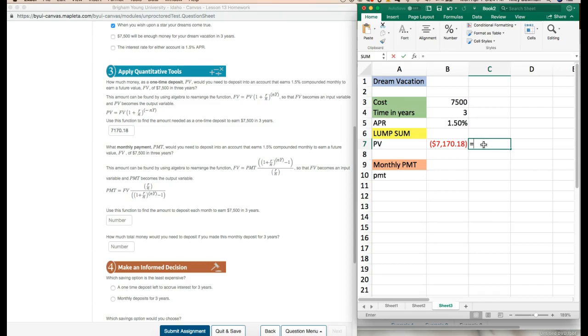So if I wanted to type all of this into Excel, like the equation, I can do that. I need my future value, which I know is 7,500, and I can type that in with the digits 7,500, or because I have these here, I can still cell reference. And then I'm going to multiply that by the quantity 1 plus r over n.